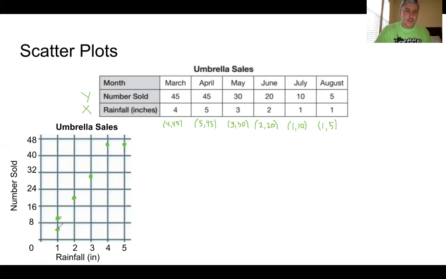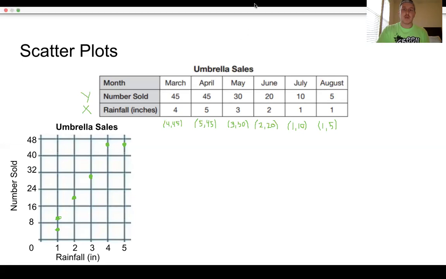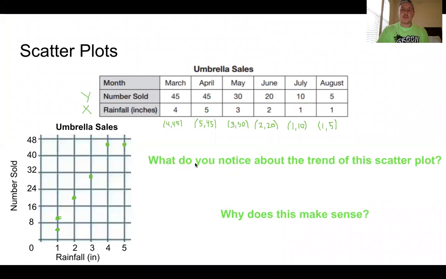Okay. So we've just created our scatter plot. Okay. So we can see that this one, as the rainfall increases, the number of umbrellas increase as well. So let me ask you a question. What do we notice about the trend of this scatter plot? Would this be an upward trend, a downward trend, or no trend at all?